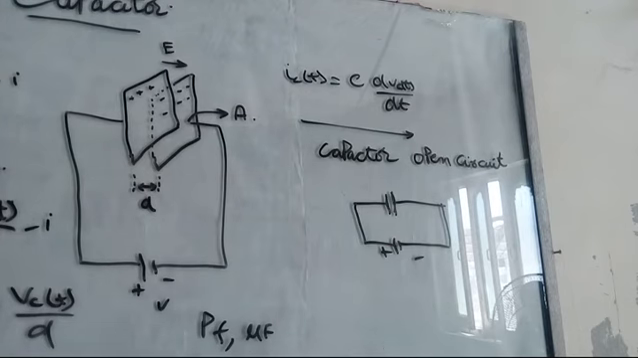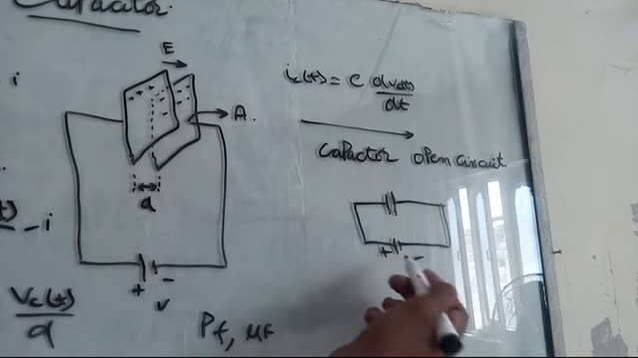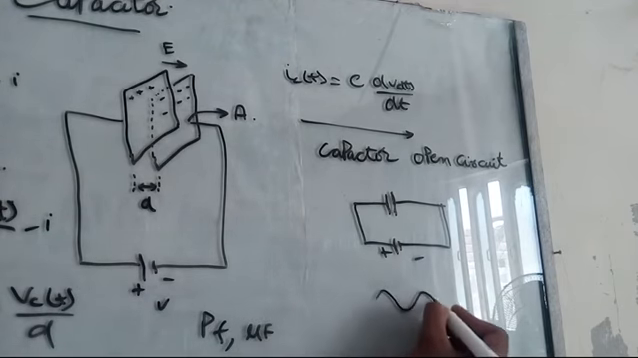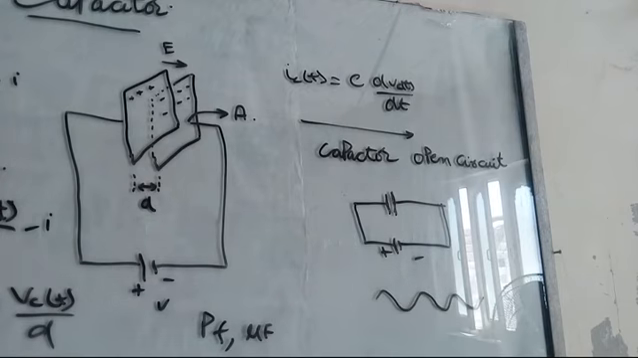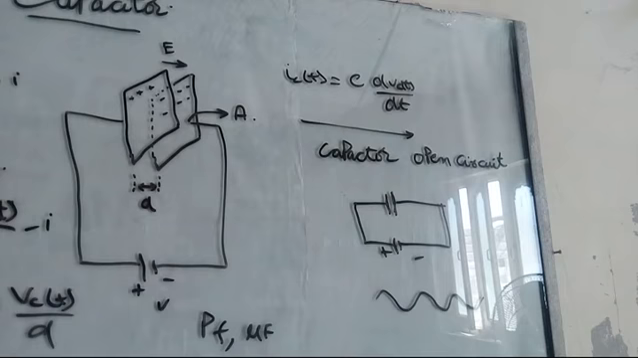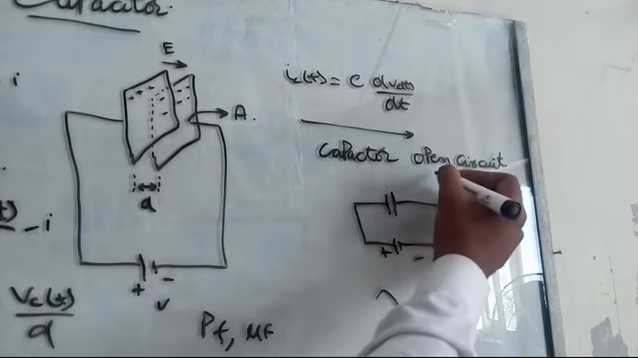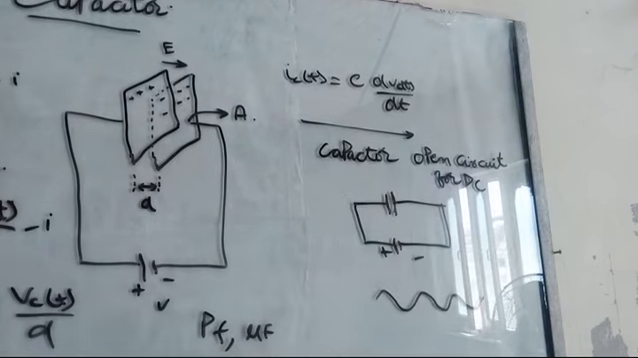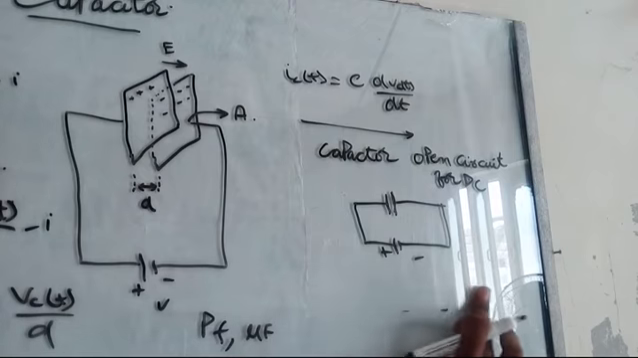But if we apply a sinusoidal source over here, the voltage will be varying every time. Sinusoidal voltage is always varying, so in that case the capacitor will act as a short circuit. For DC, a capacitor is an open circuit, and it acts as a short circuit for AC.